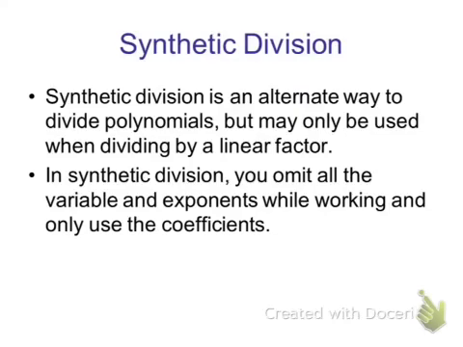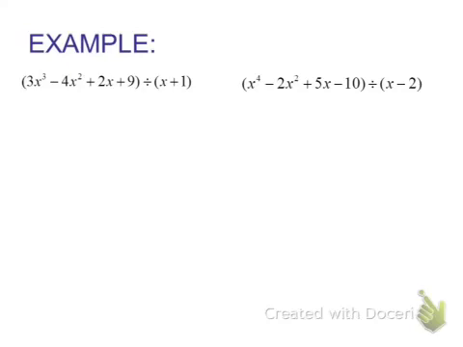So in synthetic division, the idea is that we get rid of all the variables and the exponents, and we work only with the coefficients of the problem. Like I mentioned, it's important that if you have any missing terms in the polynomial, you fill in zeros as placeholders. That's critically important when you're doing synthetic division because you don't have the variables to indicate if there's a missing term or not. Okay, so we're going to look at a couple of examples of using synthetic division.